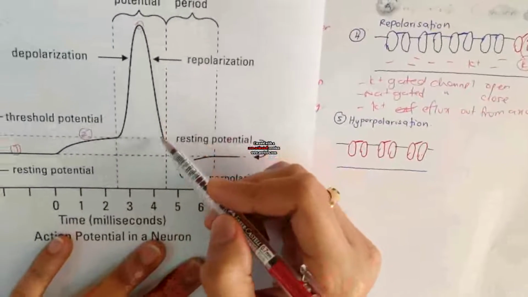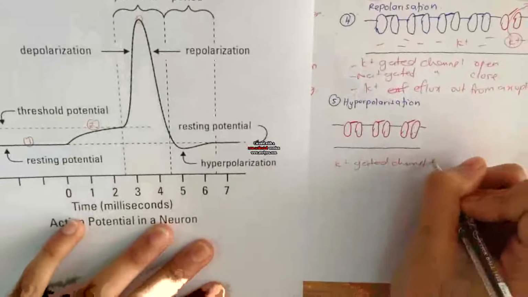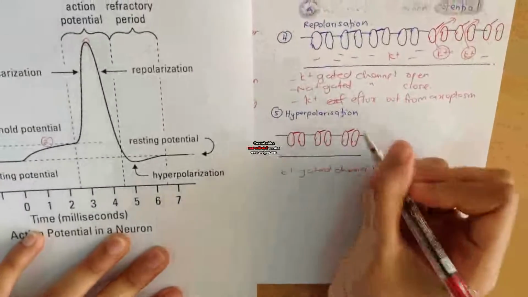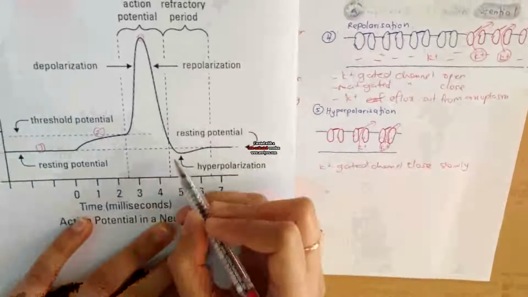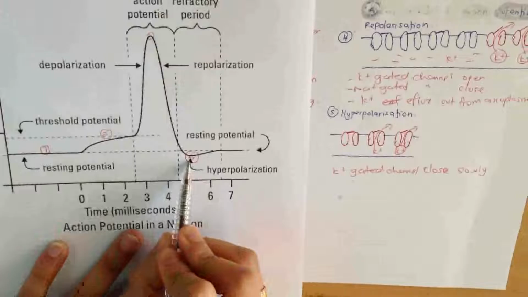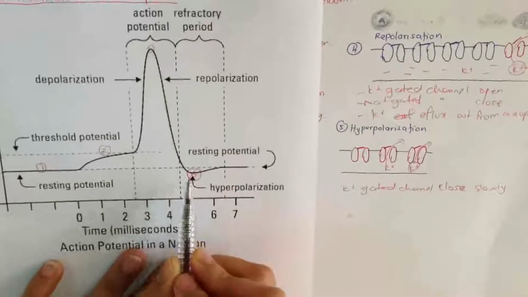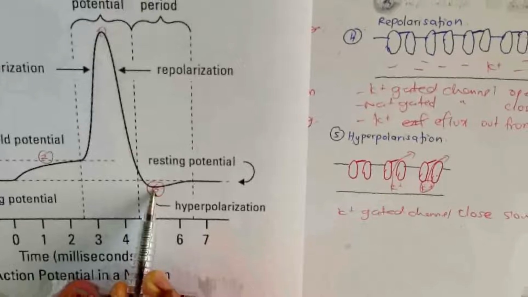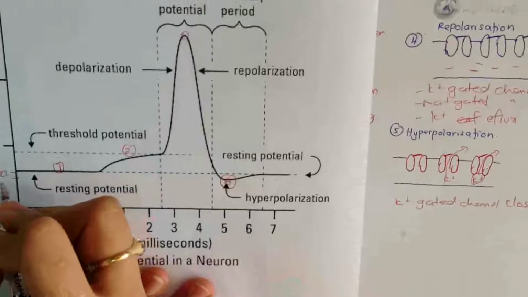One characteristic of the K plus gated channel is that it closes slowly. When the K plus gated channel closes slowly, it allows a few of the K plus to exit, diffusing out. That's why this creates the hyperpolarization. At this part here, number 5, the axon is more negative compared to the resting potential. It is below the resting potential because the K plus gated channel closes slowly, allowing a few excess K plus to diffuse out, making the exoplasm more negative, around negative 80.